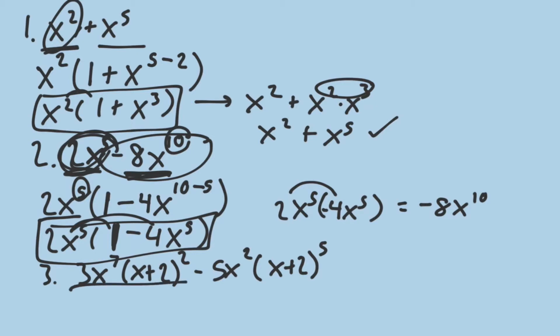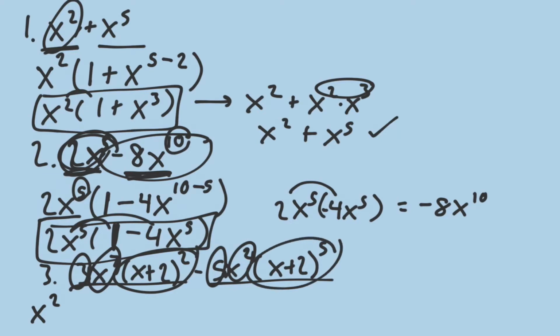We have 2 terms out of the 3 and the 5. There's nothing that we can divide out. There's no greatest common factor. Out of x to the 7th and x squared, we can take out x squared. And out of x plus 2 squared and x plus 2 to the 5th, we can take out x plus 2 squared. Now we can write down what's left.